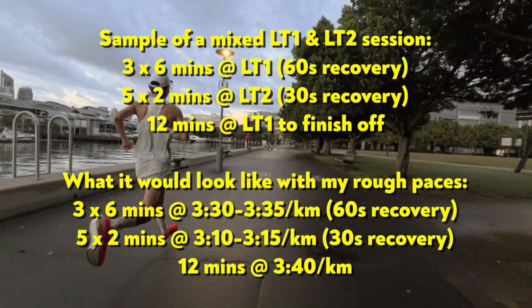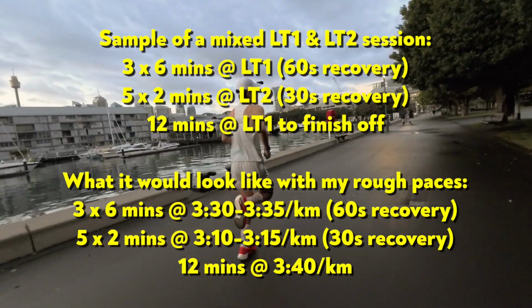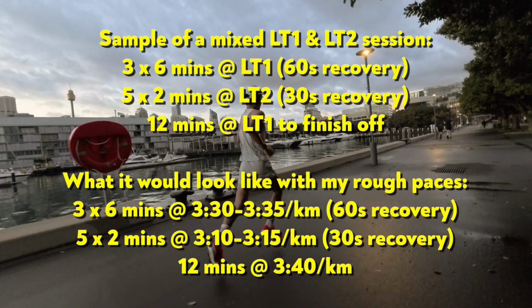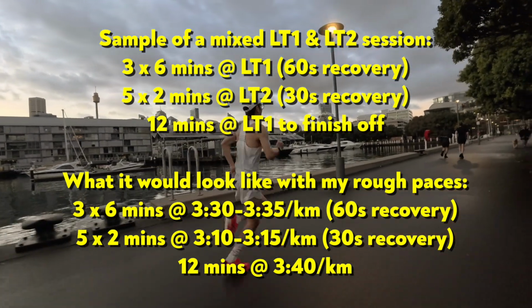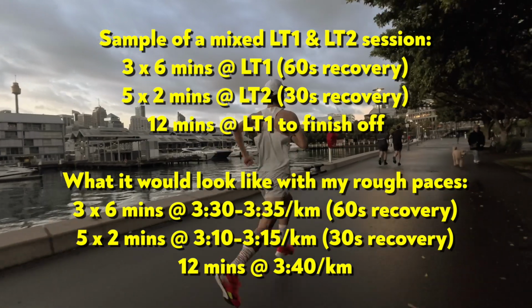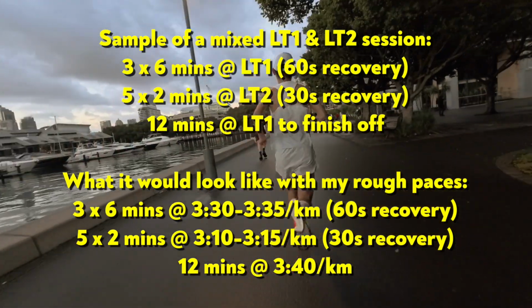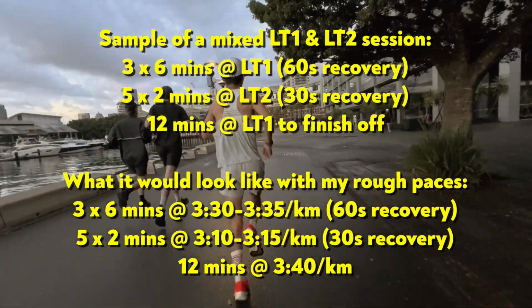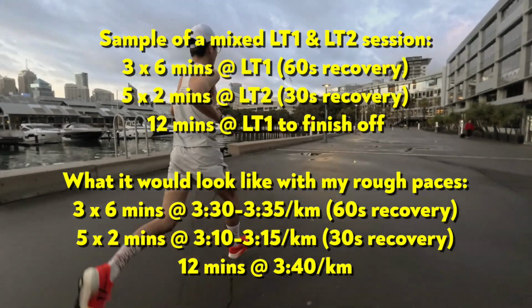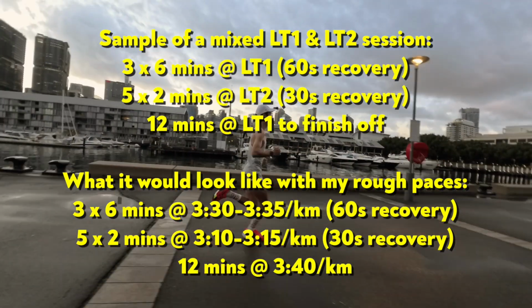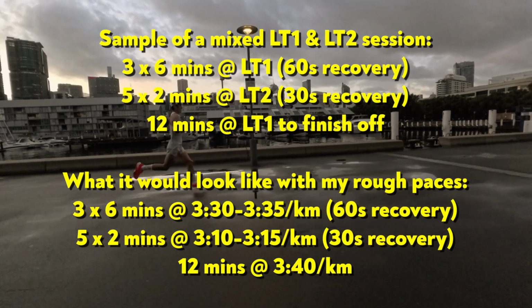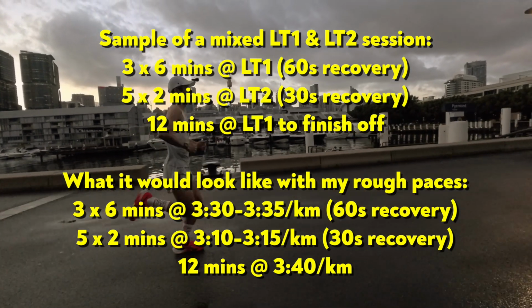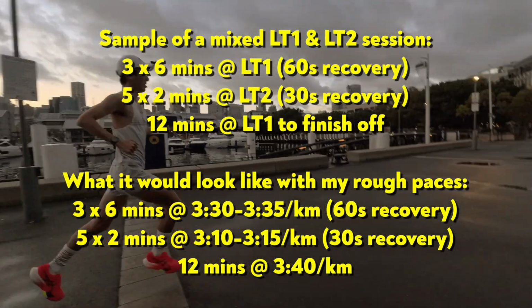This is kind of like a sandwich workout. You can do 3x6 minutes at LT1 with 60 seconds recovery, followed by 5x2 minutes at LT2 with 30 seconds recovery, and LT2 is going to be quicker, of course, and then you can finish that off with 12 minutes at LT1, which might be like marathon pace. That would mean you get a bit of LT1, LT2, and back to LT1. Obviously 12 minutes at LT1 is going to be slower than 6 minutes at LT1, so the two LT1 paces are going to be different, therefore you hit a lot of different paces in the workout, which is just going to be good for adding a bit more stimulus.